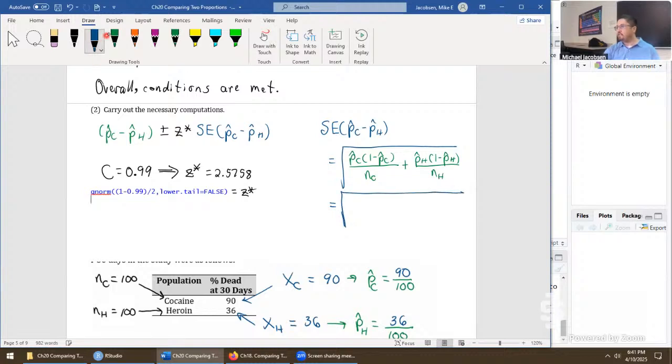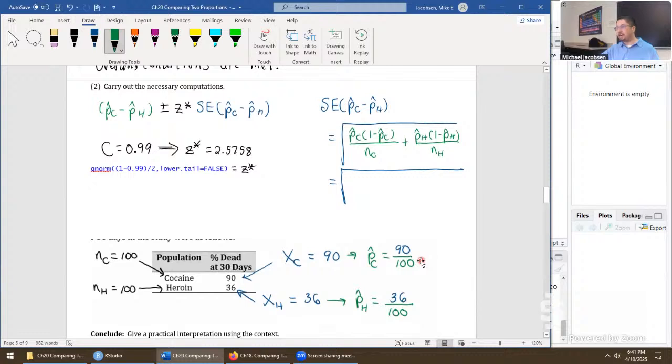So this is the square root of, let's actually change these to proportions now. 90 over 100 is now 0.9 times 1 minus 0.9, which is 0.10. The sample size in the cocaine group is right here at 100. Then add, and we do it again. P hat H, that one is 0.36. So 1 minus 0.36 is going to give us 0.64. Then divide by 100 again.